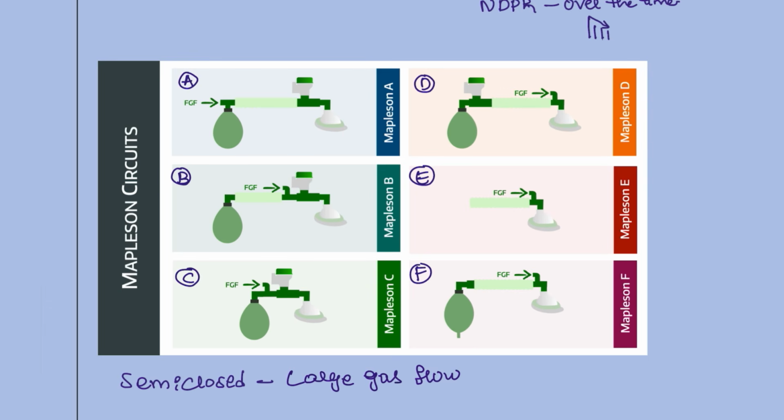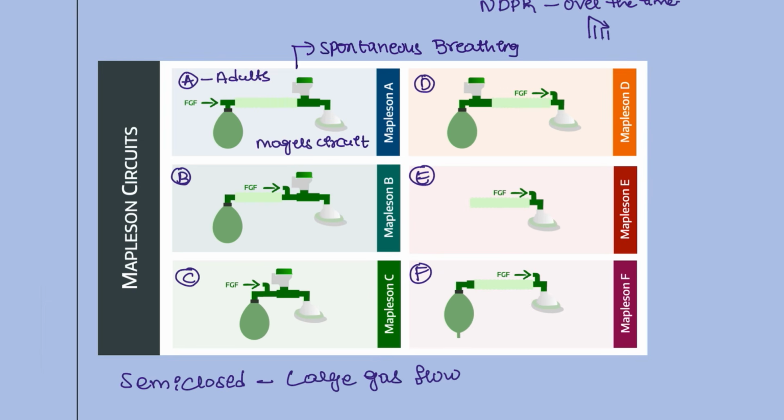What are the different names and what are the uses? So A is most commonly used in adults. Its other name you also have to know. This is the Magill circuit. And what is the importance of the A? The A is important for spontaneous breathing. This is used for spontaneous breathing.